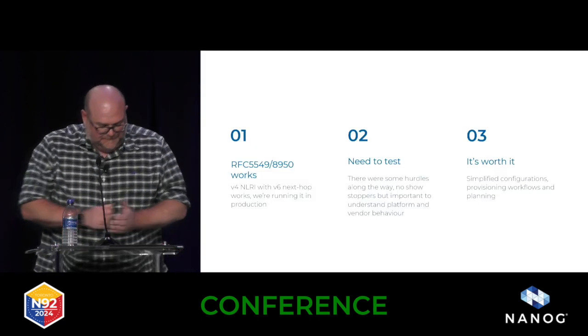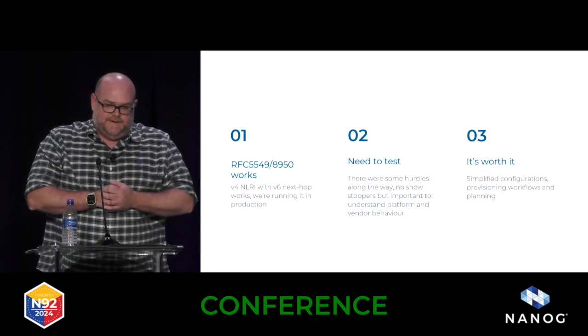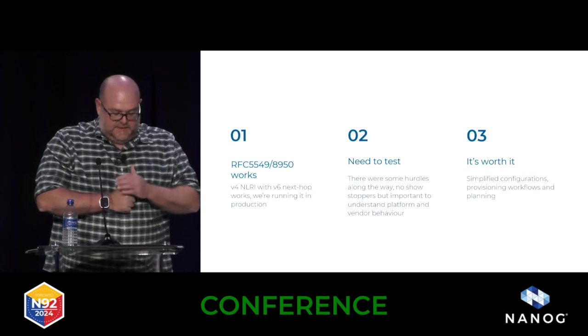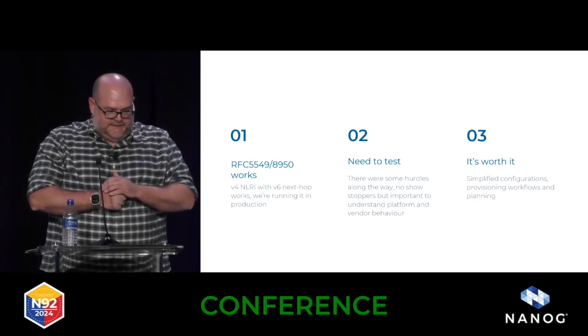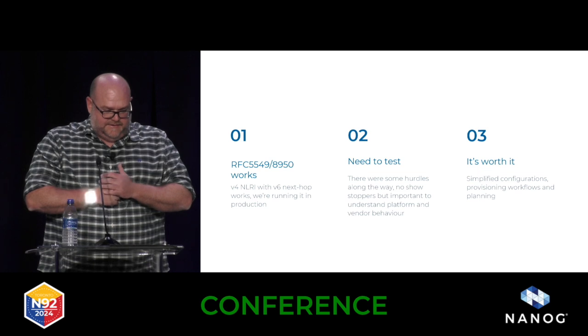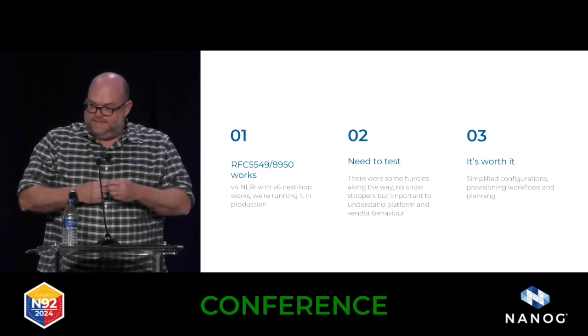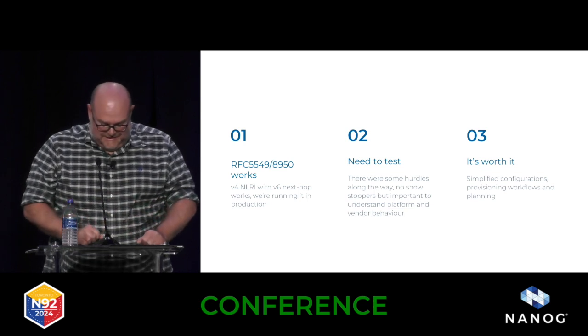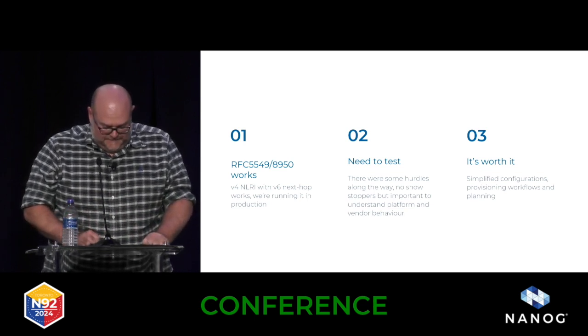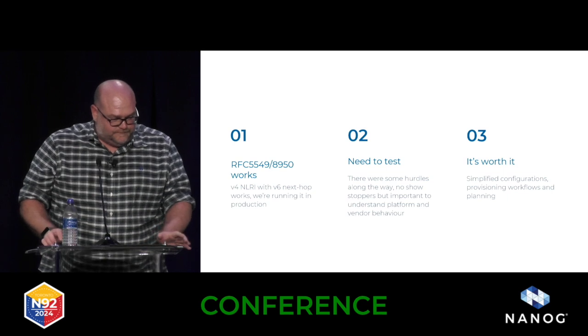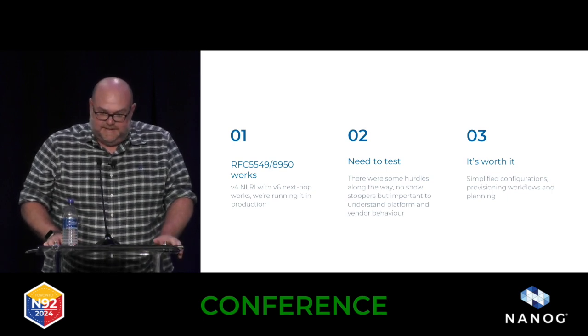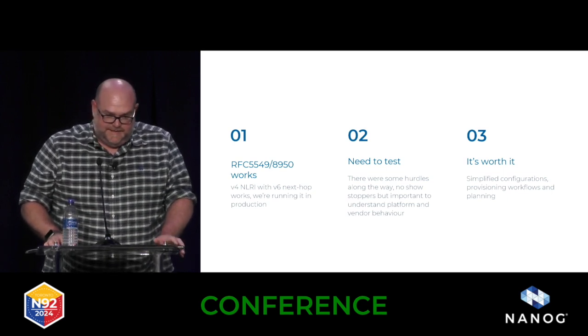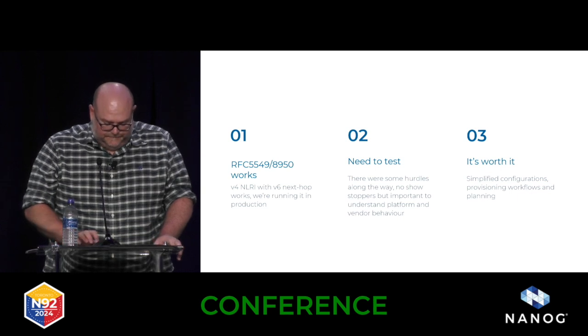So in summary, 5549 BGP signaling of v4 prefixes with v6 next hop works. The issues seem to be mainly around forwarding, that there's not been this connection between routing and actually forwarding, where there's a bit of work to be done. So a lot of testing is needed in order to make this work in your specific network case.